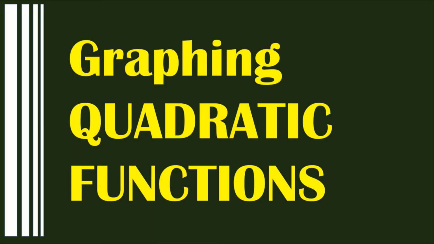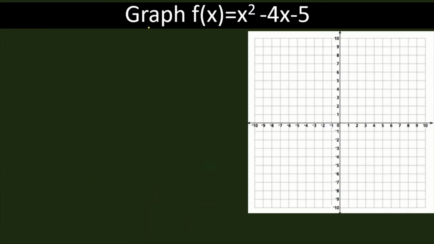Good day, everyone, and our topic for this day is about graphing quadratic functions. Example number 2. Let us graph f of x is equal to x squared minus 4x minus 5. In here, we must start with the vertex, and since ang given natin ay naka-general form, we have to transform it into vertex form through using completing the square.